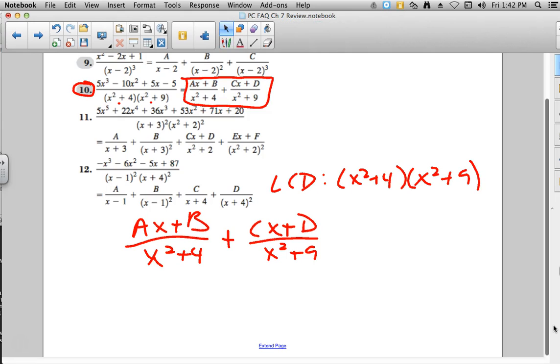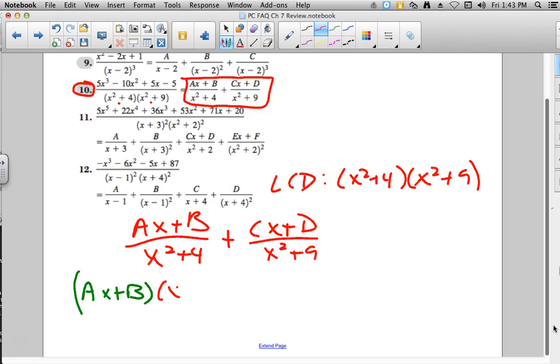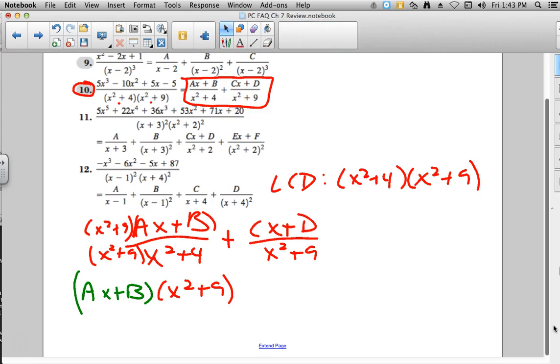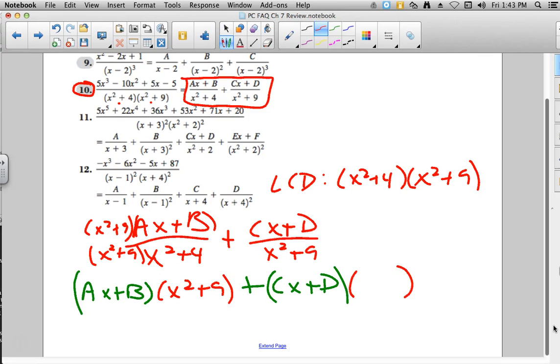So what we would need to do is multiply (ax + b) times (x² + 9), because if we were trying to get a common denominator, that's exactly what we would do. And we're going to add (cx + d) times, we need the other one, which would be (x² + 4).